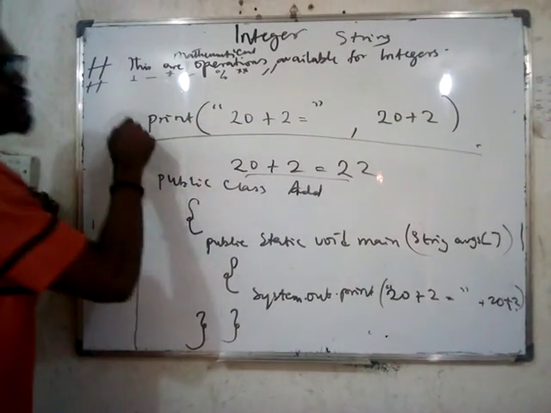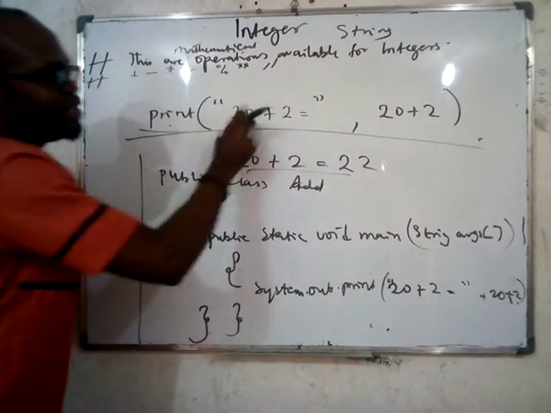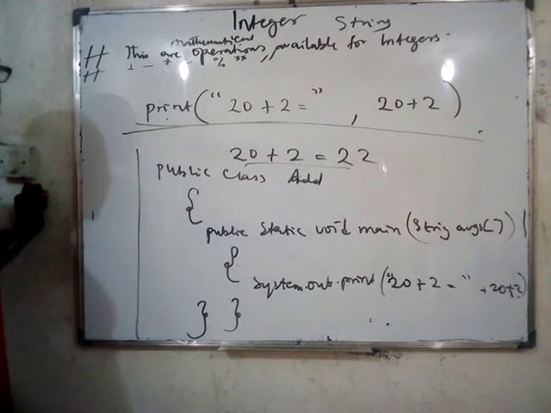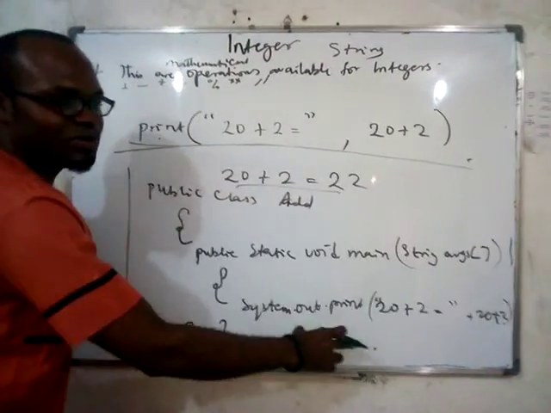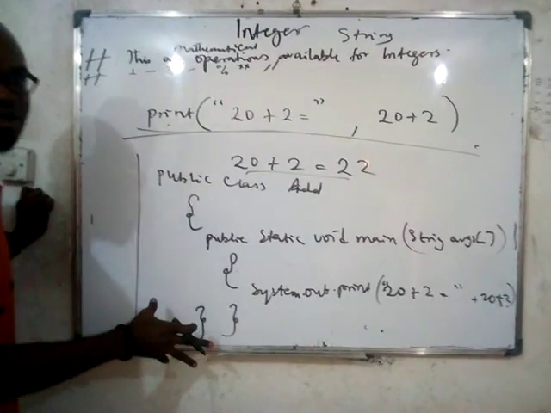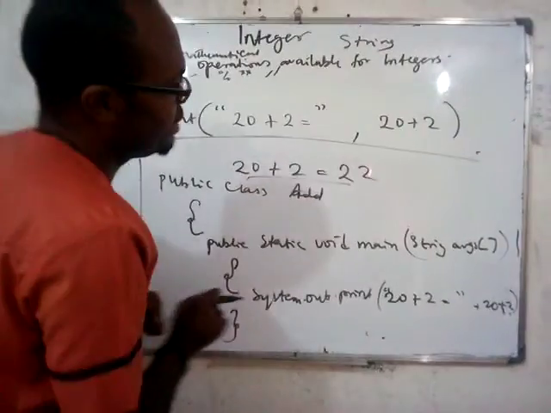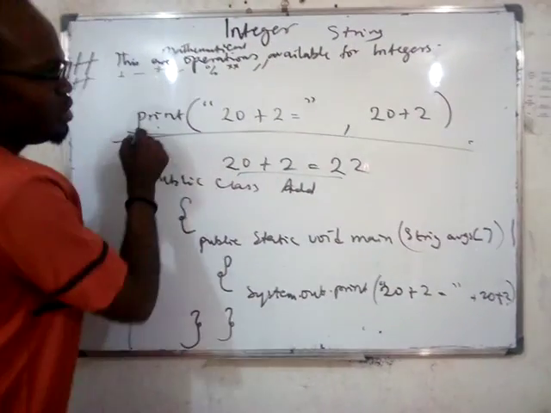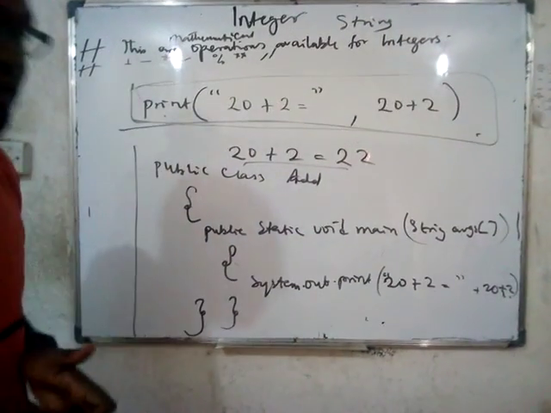But in Python, you just write a single line of code. Print, you're just giving it an instruction. Print 20 plus 2. Very simple. It will print it out. But for you to print out 20 plus 2 equals 22 in Java, you have to write all this code. You understand? So you can see now that Python is easier. Simplicity is very, very important in Python.